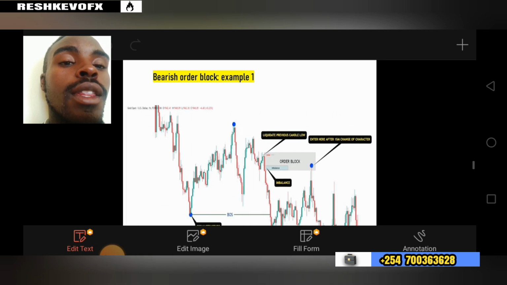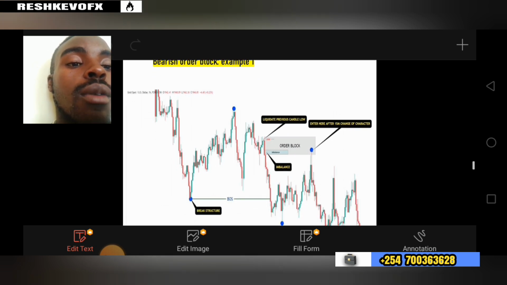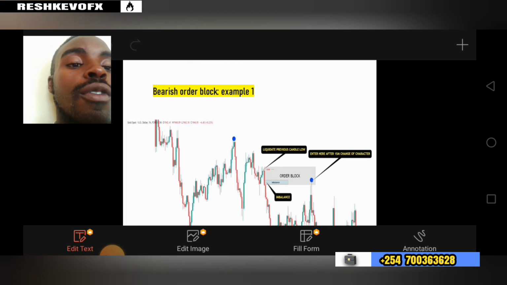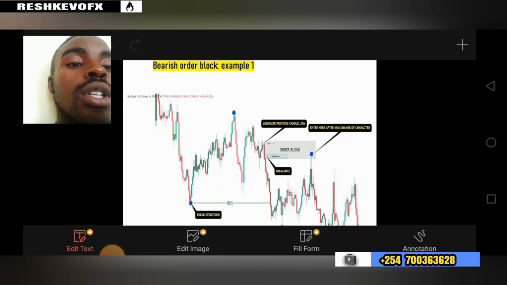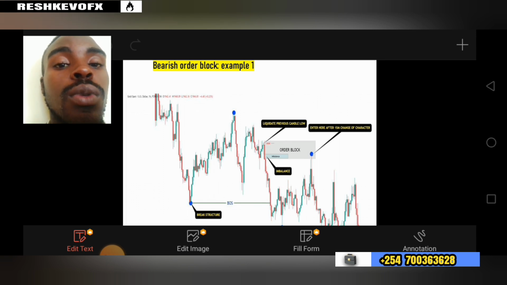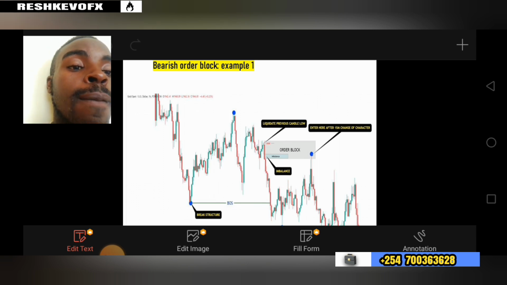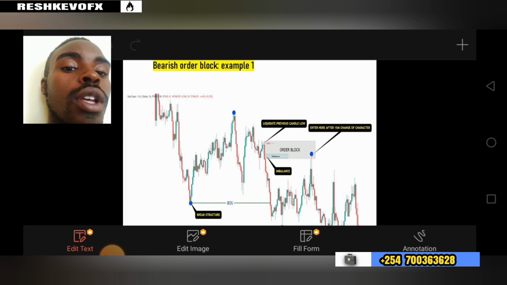Let's look here. This is an example of a bearish order block. We have seen that for a valid order block you need to have imbalance, which I explained, and you need a swipe of liquidity of the previous candle. So you need the candle which has swiped the liquidity of the previous one, and you need a break of structure. Let me show you an example, guys.